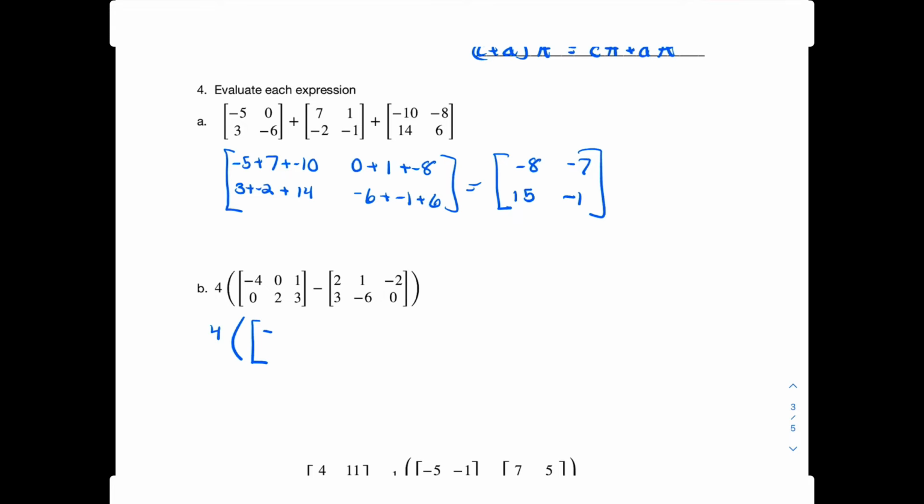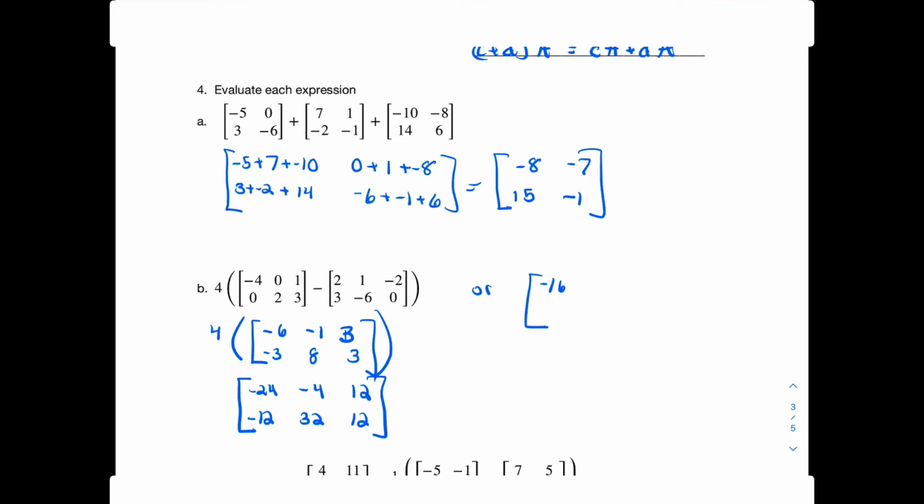And so we have that -4 minus 2 gives us a -6. 0 minus 1 gives us a -1. 1 minus a -2 gives us a +3. Okay, now I can distribute the scalar 4 to each entry in our matrix. And I would get a -24, -4, 12, -12, 32, and 12 for our final answer.